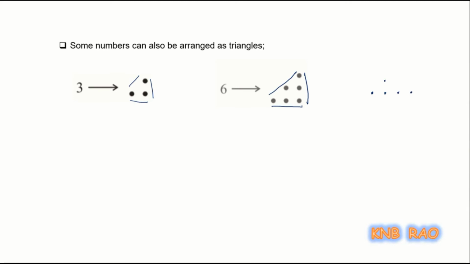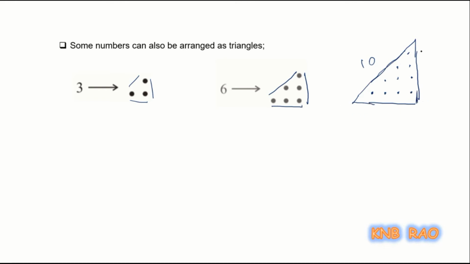Now 1, 2, 3. 2, 1, 1. Now am I right? Is it correct? Yes. 4 dots, 4 dots and 4 dots. Now how many are there in this? Which is this number? 4 plus 3 plus 2 plus 1. 4 plus 3 is 7, 7 plus 2 is 9, 9 plus 1 is 10. So this is another number that can be arranged in a triangle.